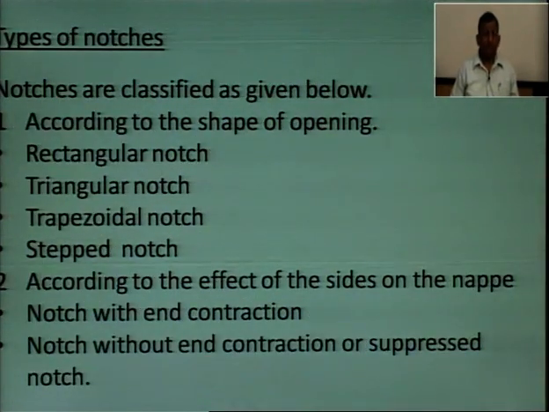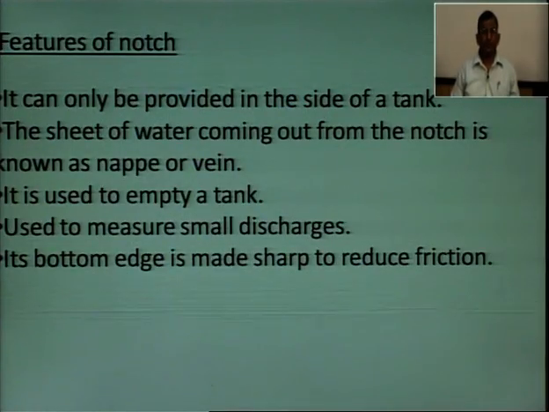Types of notches. Notches are classified according to the shape of the opening, like rectangular, triangular, trapezoidal, stepped. According to the effect, notches with end contraction, notches without end contractions. Now, features of a notch. A notch can only be provided in the side of a tank. The sheet of water coming from the notch is known as nappe or vein. It is used to empty a tank, used to measure small discharges. The bottom edge is made sharp to reduce friction.